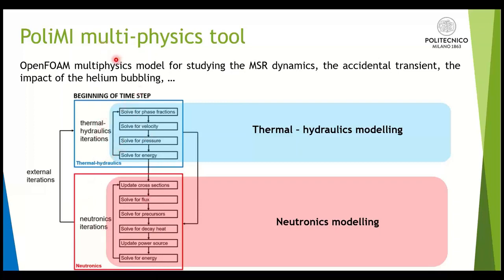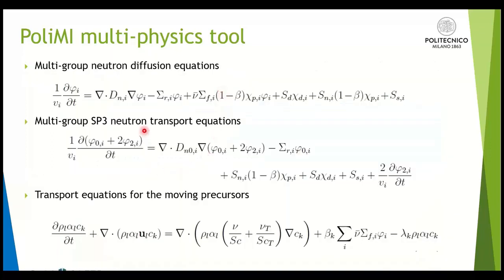The peculiarity of this multiphysics tool is that we can also study the impact of the helium bubbles. The equations and the modeling present in this tool for the neutronics part are quite standard in terms of the equations employed. We can solve a multigroup neutron diffusion option or a multigroup SP3 transport equation, so a simplified PN equation. And then, for sure, something we cannot avoid is to include the transport equation both for the precursors and also for the decay heat.